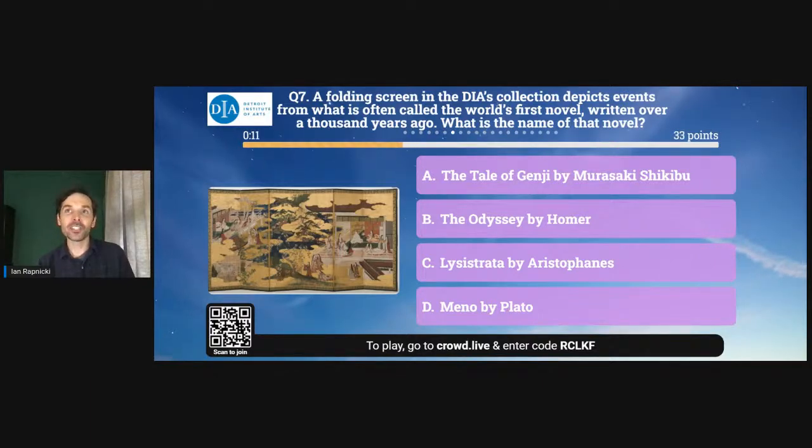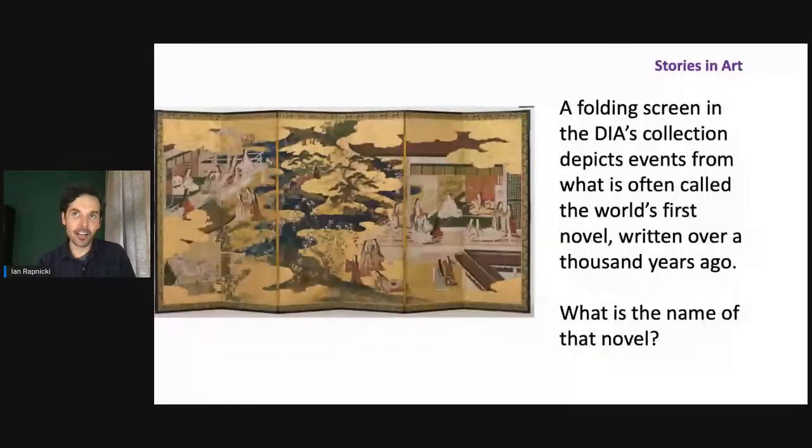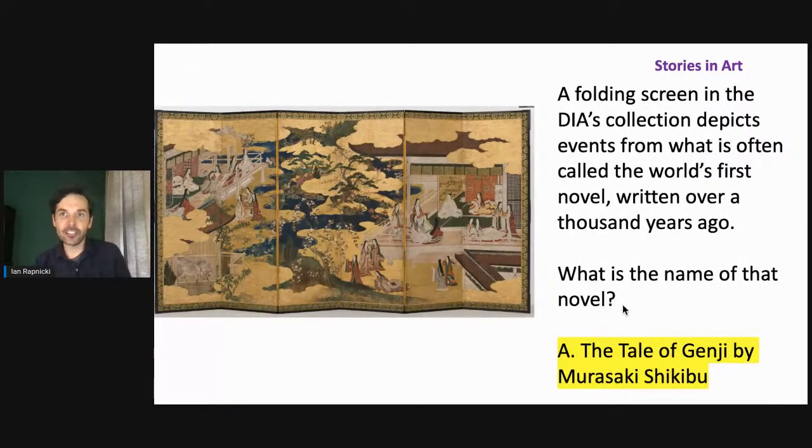So again, we've got a folding screen in the DIA's collection that depicts events from what is often called the world's first novel. What's the name of that novel? 3 seconds left, and time's up. The name of that novel is Tale of Genji by Murasaki Shikibu. It's in our Japanese galleries at the museum when it's displayed. It's called Spring and Summer Palace Gardens from the Tale of Genji. It's a 17th century, 6-panel folding screen. The novel is a work of Japanese literature written in the early 11th century.